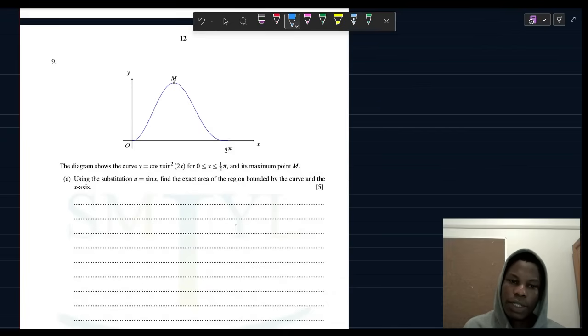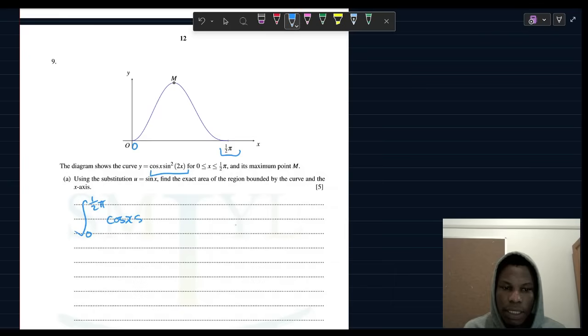Alright, so to get the area under this curve between 0 and a half pi, which is what they want us to do, we have to integrate from 0 to a half pi. And we're integrating our curve, which is this function, cosine of x sine squared 2x with respect to x. No pun intended. And we're supposed to use the substitution, u is equal to sine x.